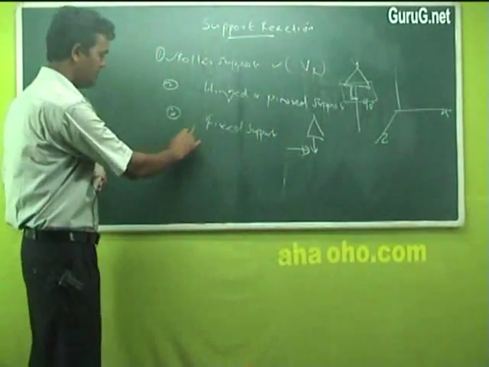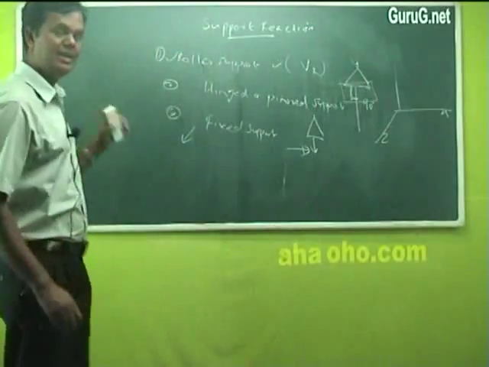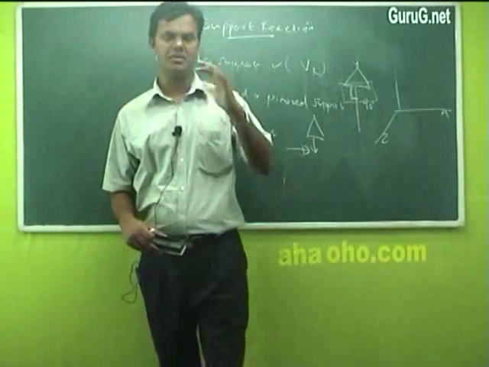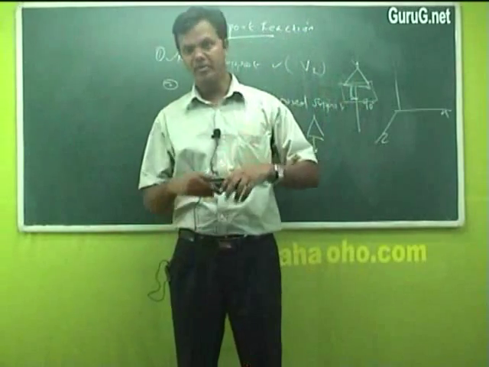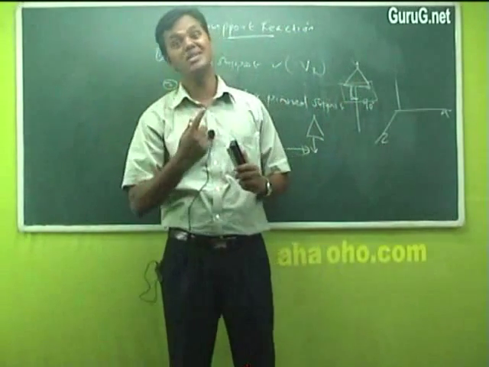And the third one is your fixed support. In general, any body will be subjected to 3 kinds of reactions. One may be horizontal, another may be vertical. The third one, a twisting, is possible.